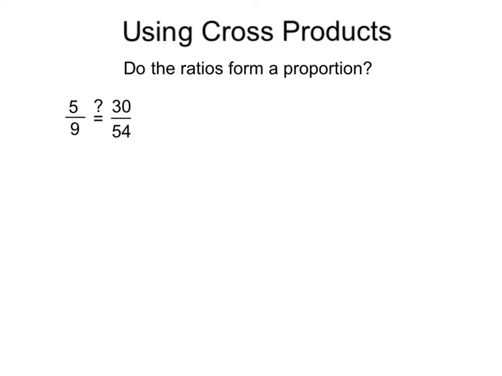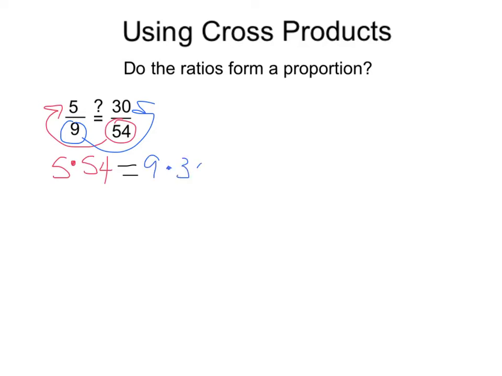So if we do cross products, we want 54 times 5 and 9 times 30. So 5 times 54 equals 9 times 30. So let's see, 5 times 54 gives us 270. 9 times 30 also gives us 270. So this one is a proportion.